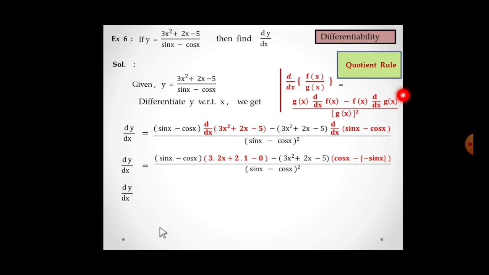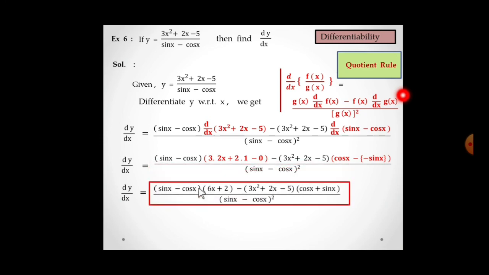Next, rewriting the function, that is sin x minus cos x, 3 into 2 is 6x and 2 into 1 is 2, 0 not required, minus 3x square plus 2x minus 5 as it is, and here cos x, minus into minus becomes plus sin x, divided by sin x minus cos x whole square. So this is the way of using the division rule. I hope you understood how to use this formula. So now let me take one more example on division.